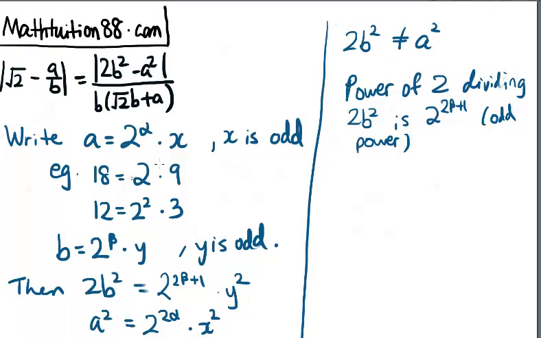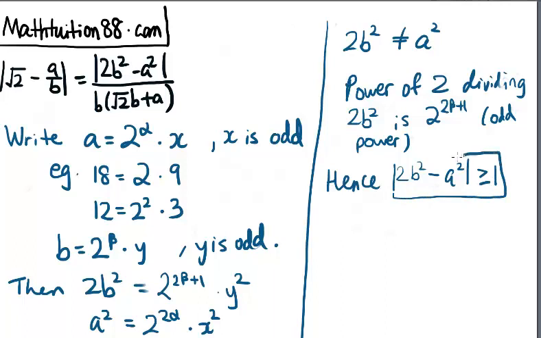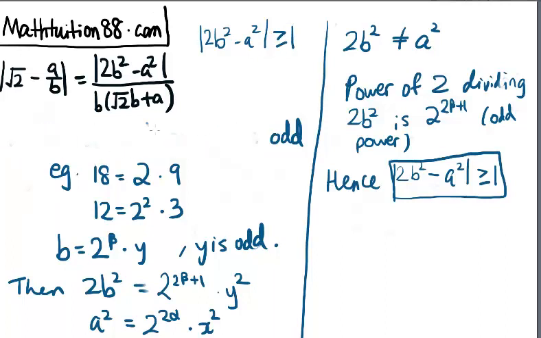So we can conclude that 2b squared minus a squared is always greater than or equal to 1. This is also quite important, so we can write it as a note here. We have proven that 2b squared minus a squared is always greater than or equal to 1. We have finished analyzing the numerator.